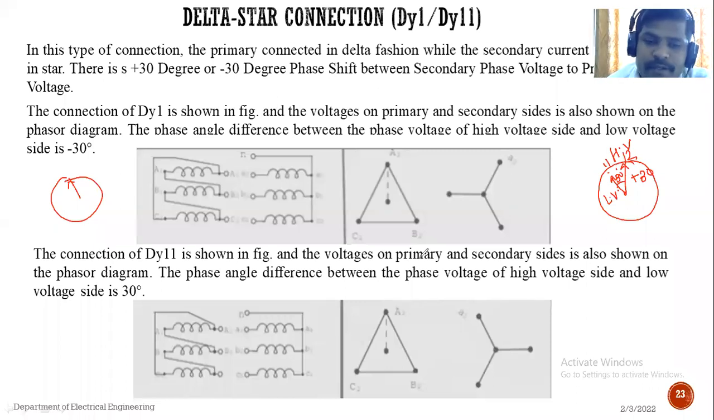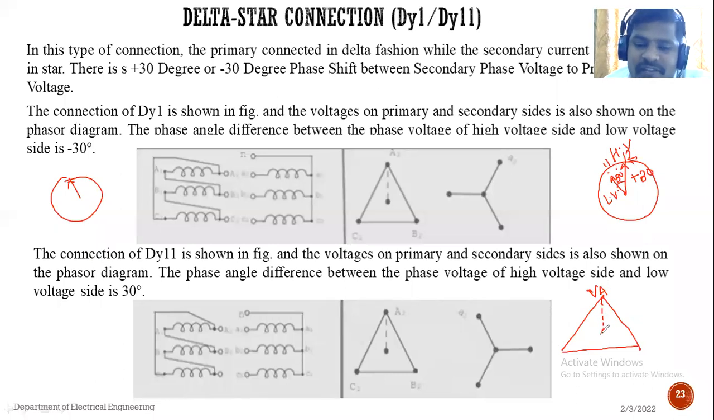Okay, see, suppose we draw the phasor diagram, the primary is connected in delta, the secondary is connected in star. So the primary can be connected in delta. Suppose I have taken one of the reference phasors, that is the A phase, suppose VA is the reference phasor, and I want to draw the star.